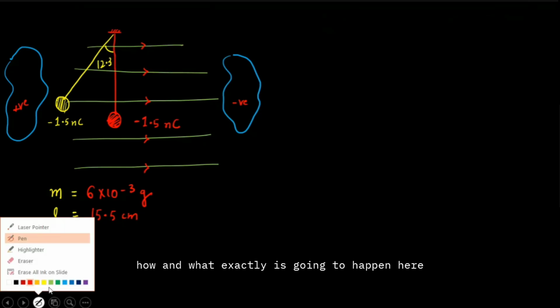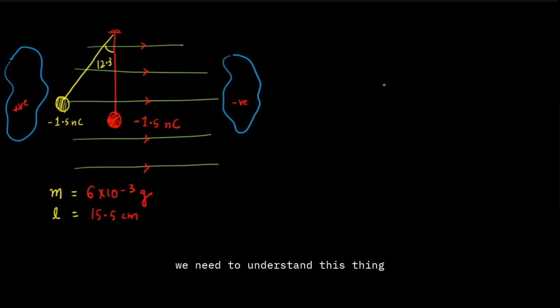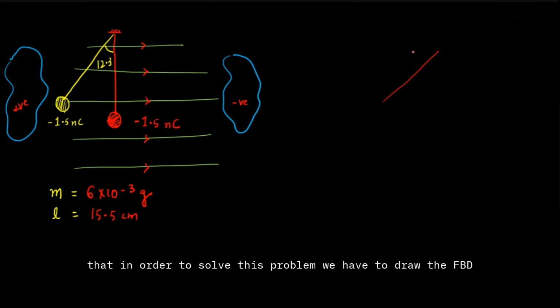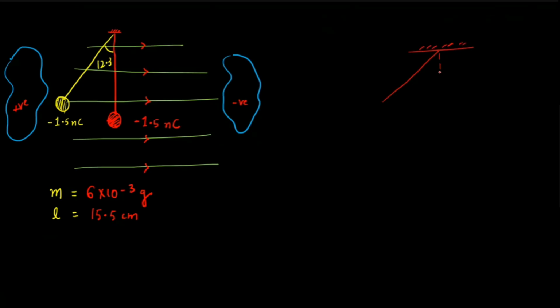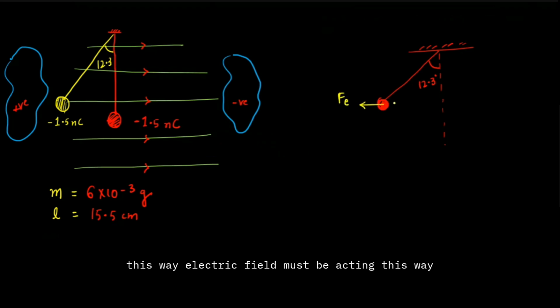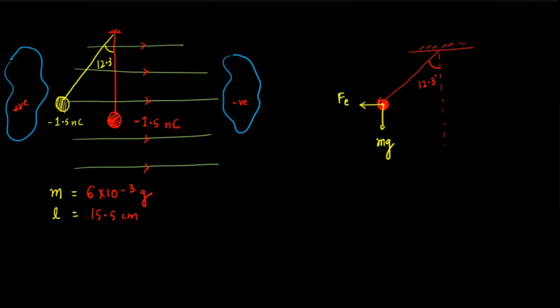Now let us try to understand what exactly is going to happen here. In order to see the forces, or in order to find out the electric field, we have to draw the FBD. This was my angle, 12.3 degrees. This is supposed to be my mass. So if it is going towards left, it must be experiencing force towards left. So the electric force must be acting this way. And there must be some weight of the ball as well, which acts in the downward direction. Because of this weight and this force, the string will automatically develop a tension, and that tension is represented by T.